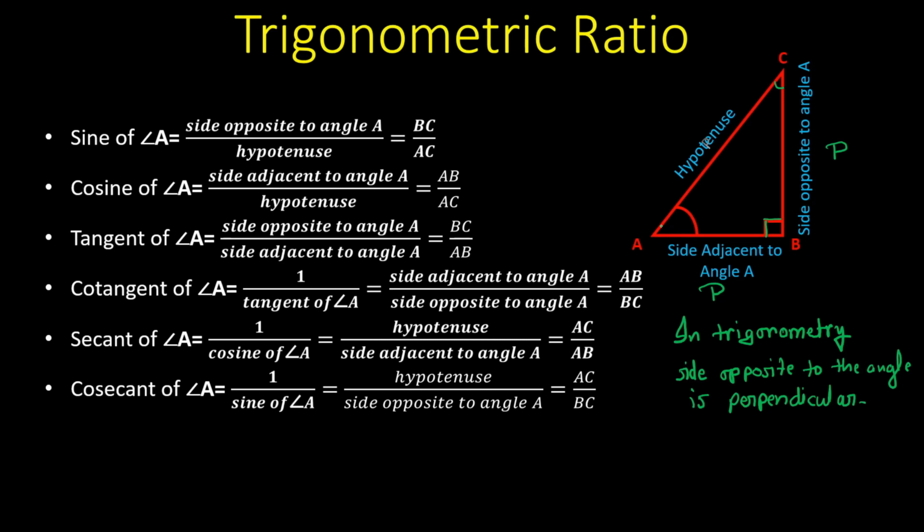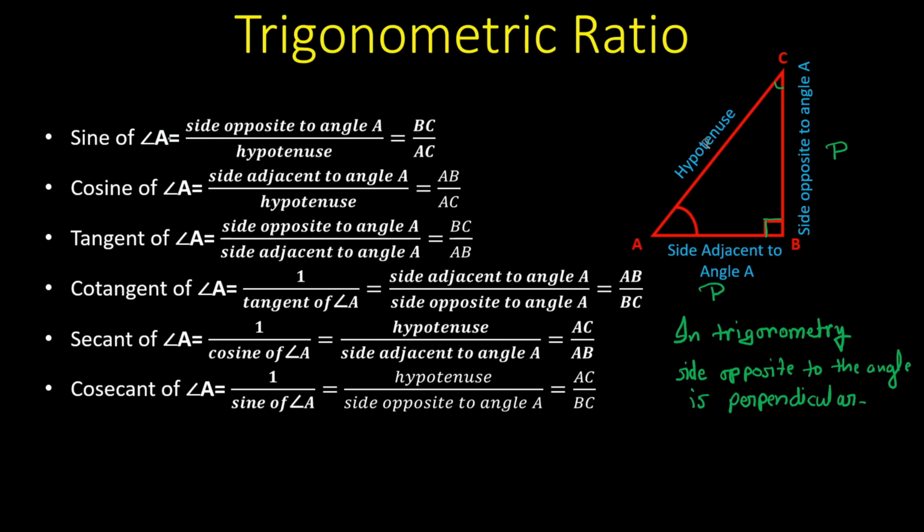As you can see in this triangle, we have taken angle A for finding sine, cos, whatever we want. So for it, perpendicular will be BC, and if we take angle C, then our perpendicular will be AB. And what will be the base? The side adjacent to the angle will be the base. Since I have taken angle A, base will be AB. Now let's see its ratios.